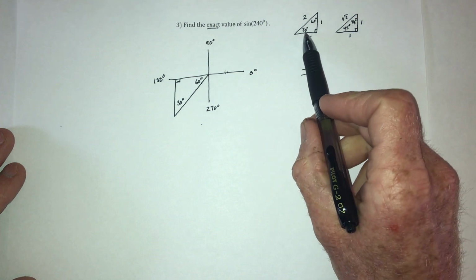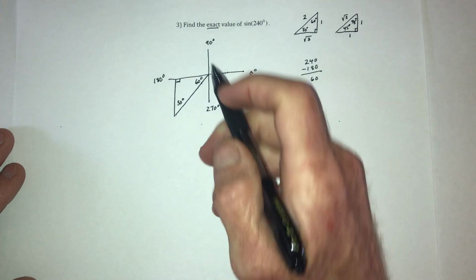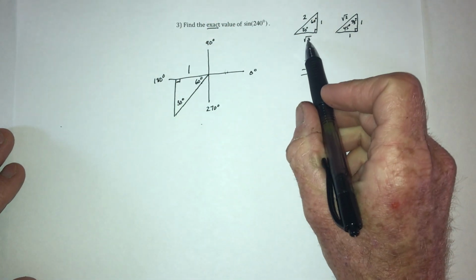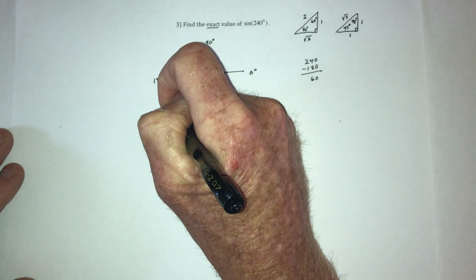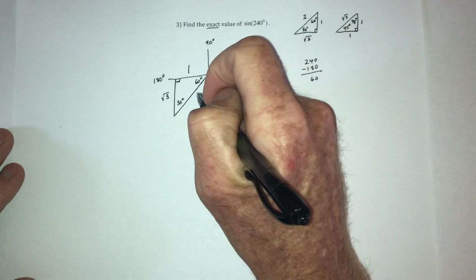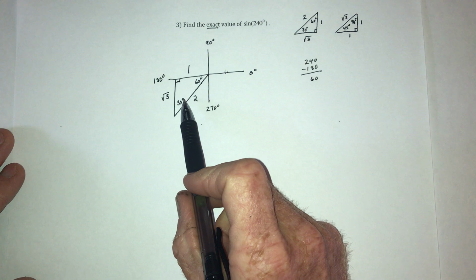Now using this, across from 30, that's a 1. So across from 30, this side would be 1. Across from the 60 is the square root of 3. And across from 90 is a 2. So it is that triangle, it's just that it's upside down.